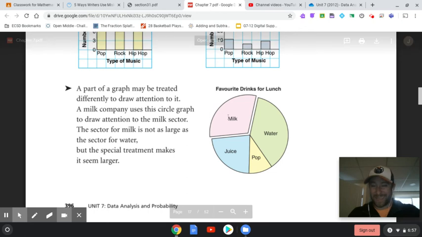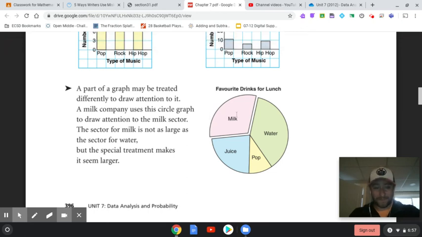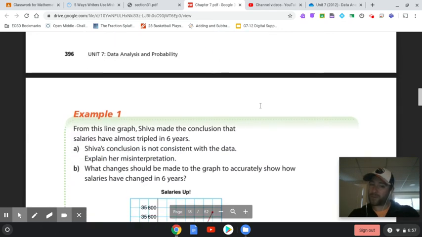Here's another little sneaky one that they do with circle graphs. Notice what they've done with this milk. They're making it look like milk is the biggest one because they've pulled it out. They've grabbed it and taken it away so it draws your attention. When in truth, water is actually the biggest one, but it's how you represent it.